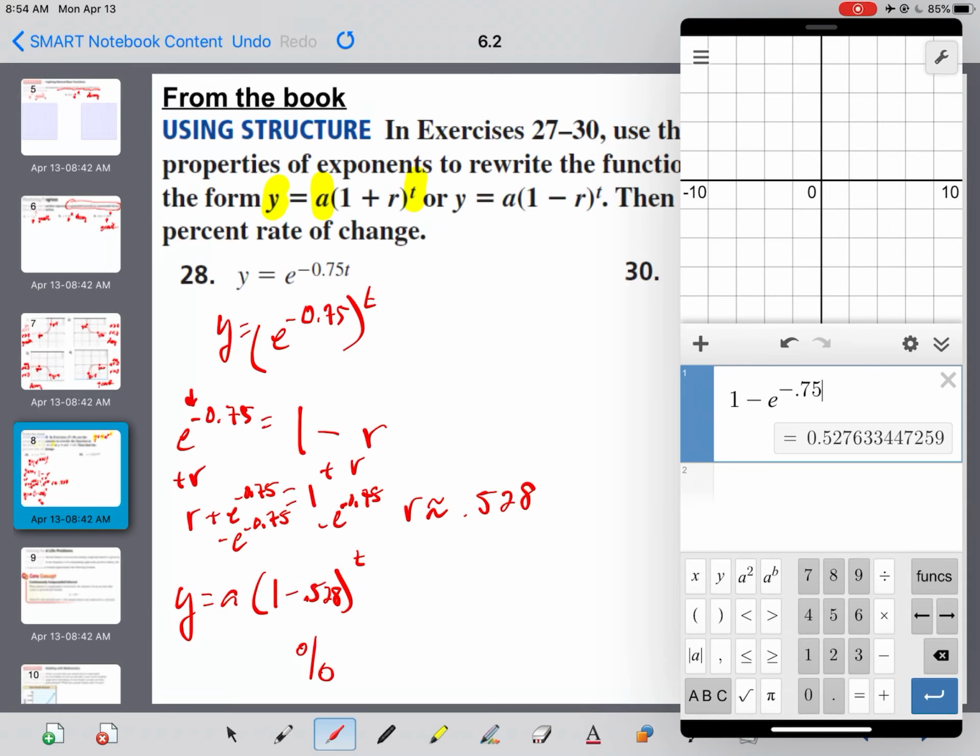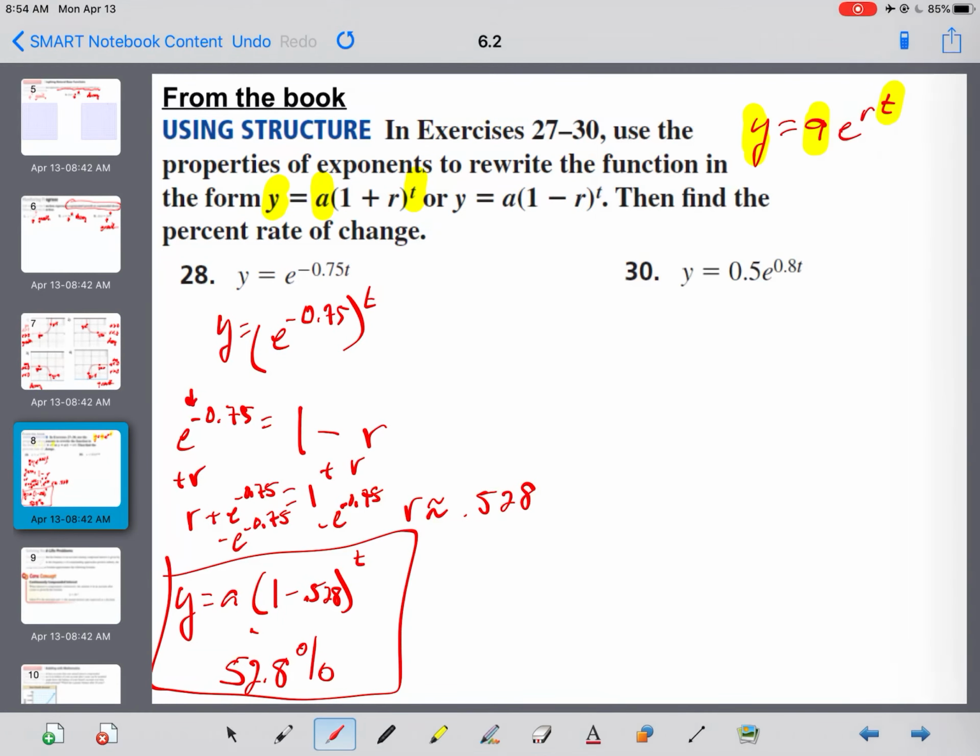0.528. So I'm going to be minus 0.528. If I take 1 and subtract 0.528-ish, that's what I should get, the same as whenever I do e to the negative 0.75. Now that as a percentage, 52.8%. That's how they're looking for the answer.